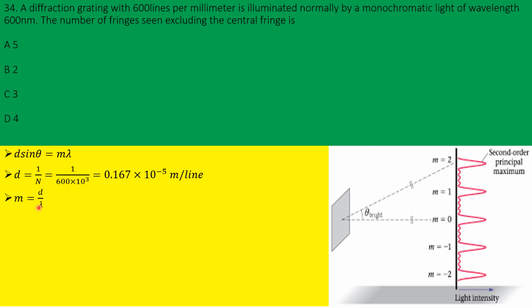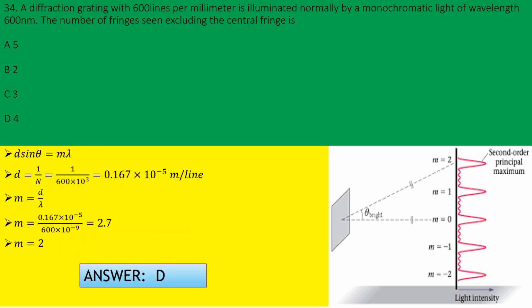So our m now is d over lambda for the maximum possible order. So sine theta will be 1. So we now get this to be 2.7. So m is basically 2, right? You never round up. So if m is 2, it means the second order is actually possible, and the second order corresponds to how many fringes? So 5 fringes, but excluding the central fringe, we have 4 fringes.